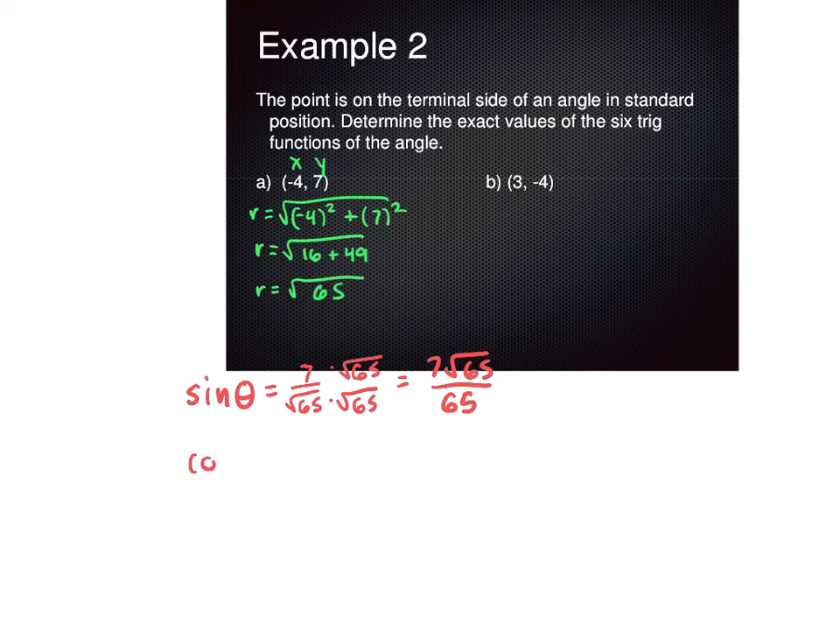Next, cosine of theta. What would cosine be? Negative 4 over square root of 65. Got to multiply the top and the bottom by square root 65. So negative 4 square root 65 over 65.